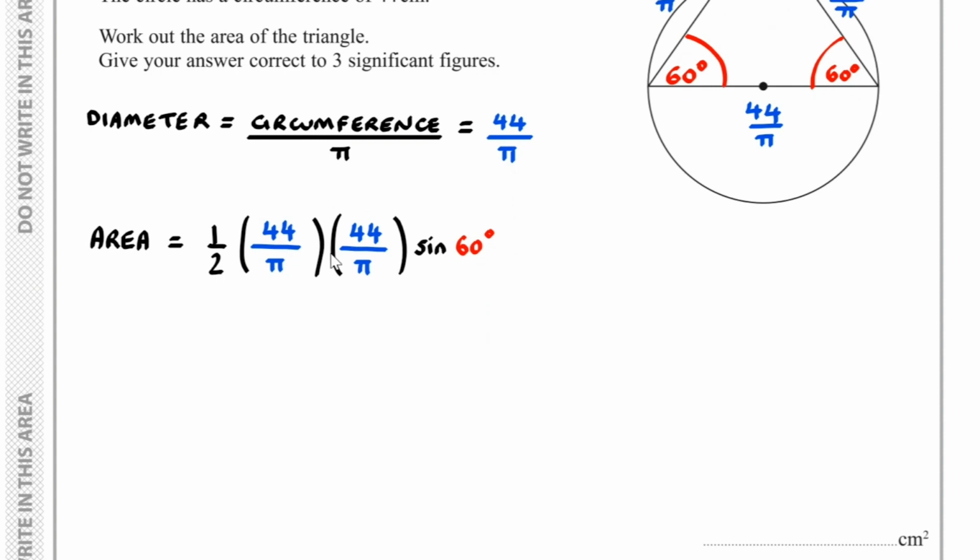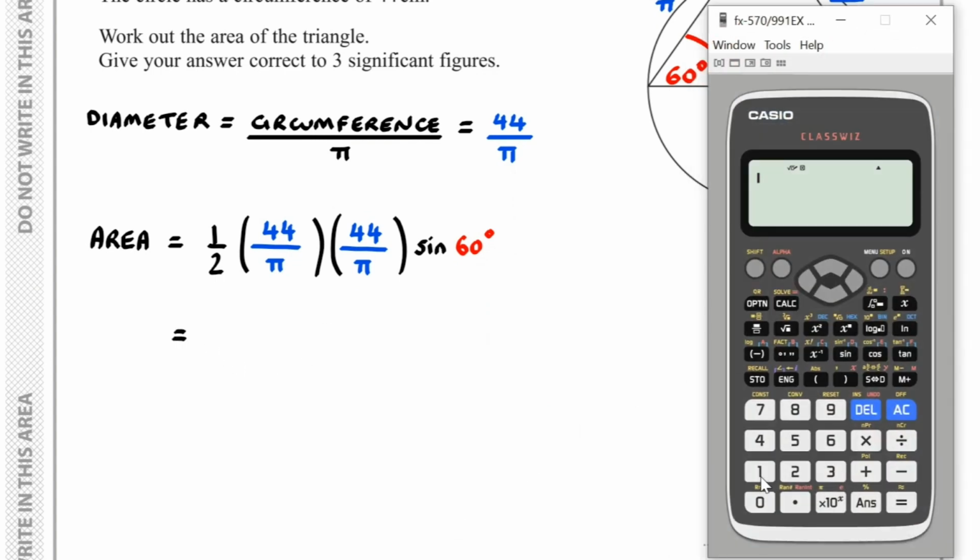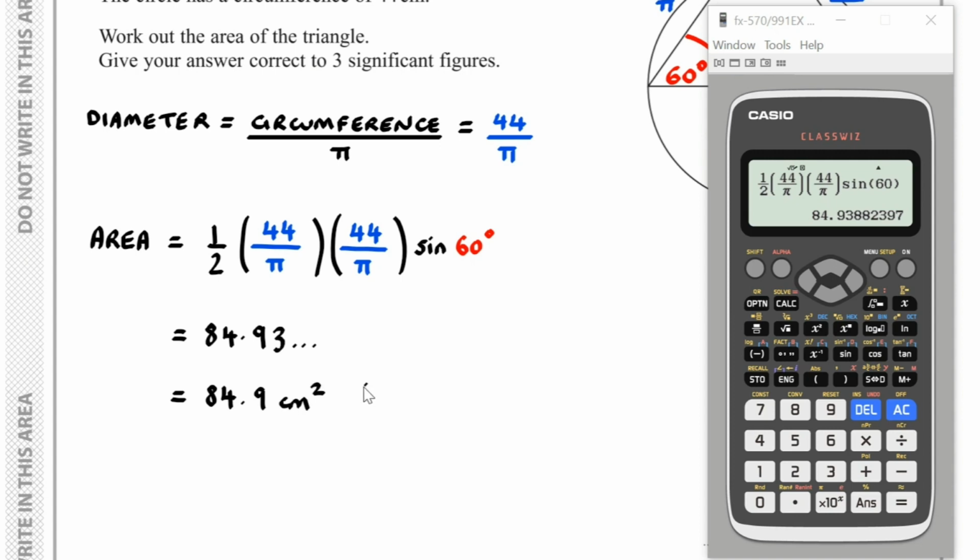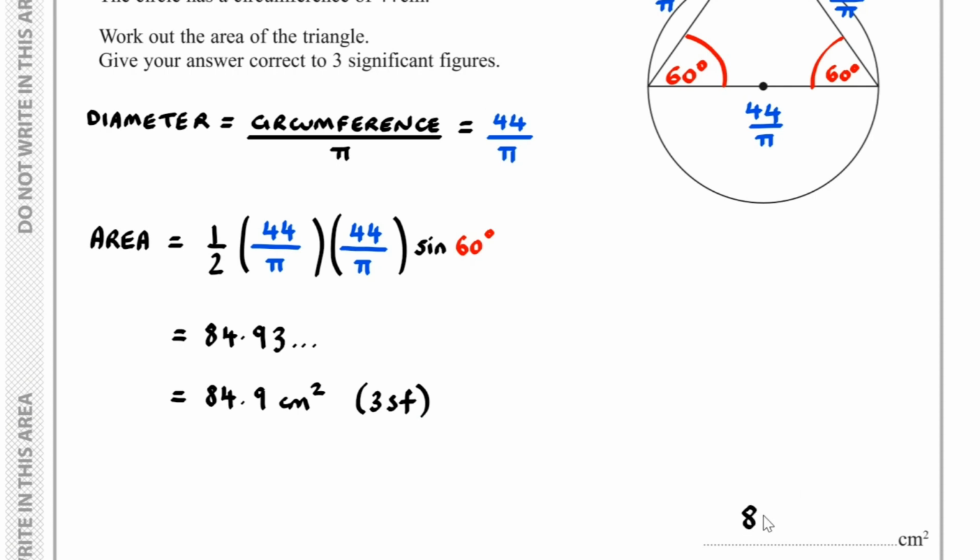And so if I work out the area, I've got 1/2 times 44 over pi times 44 over pi times by the sine of 60. So it turns out we get 84.93, etc. So it turns out we get 84.9 centimeters squared given to 3 significant figures. So we have 84.9 centimeters squared.